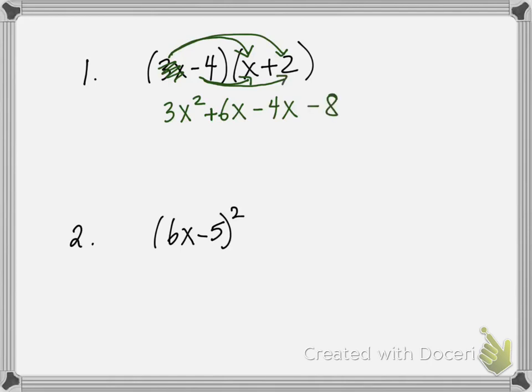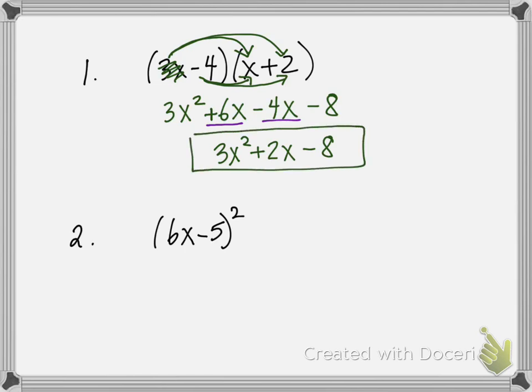Now that I have a list of 4 terms, I'm going to look for terms I can combine. I can combine 6x minus 4x, which would be 2x. So I'm going to write my answer in standard form, highest degree to lowest. So I would have 3x squared. Remember, we got 6x minus 4x, which is 2x, and then minus 8.